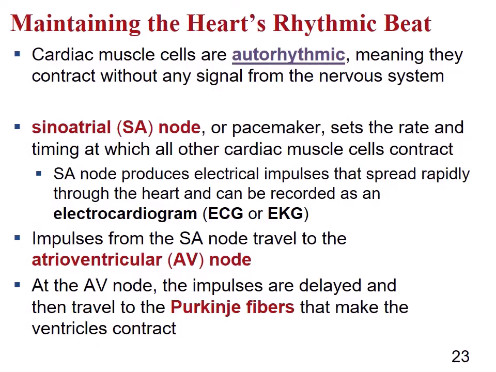The sinoatrial node, or the SA node, is sometimes called the pacemaker, and that sets the rate and timing at which the other cardiac muscle cells are going to contract. The SA node produces an electrical impulse that's spread rapidly through the heart. If you've ever seen an electrocardiogram, that's what that's tracking. Impulses from the SA node go to the AV node, or the atrioventricular node, and then the AV node passes the message on to the Purkinje fibers, and the Purkinje fibers are actually what make the ventricles contract.